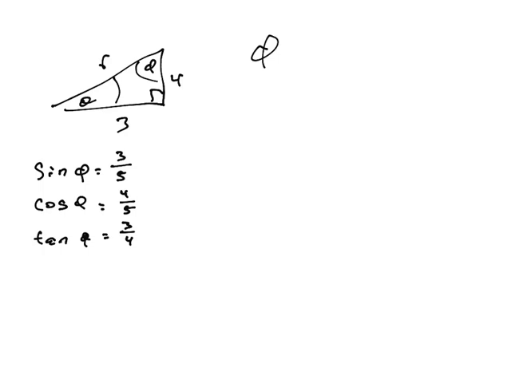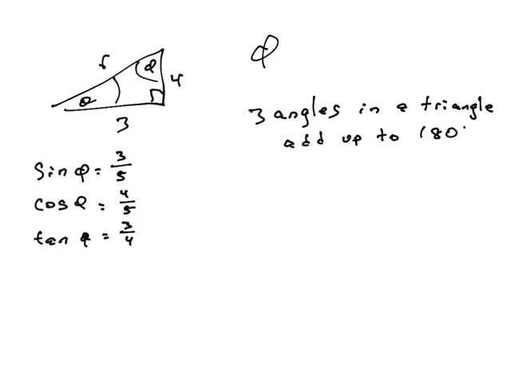The other way you could do it is there's one more relationship about triangles you should know, which is the 3 angles in a triangle add up to 180 degrees. So if I want to use this, what do I know? Well, I know one angle is already 90 because it's a right triangle. I also know if I add the other 2, I'm adding theta and I'm adding phi. This better be equal to 180 degrees total.